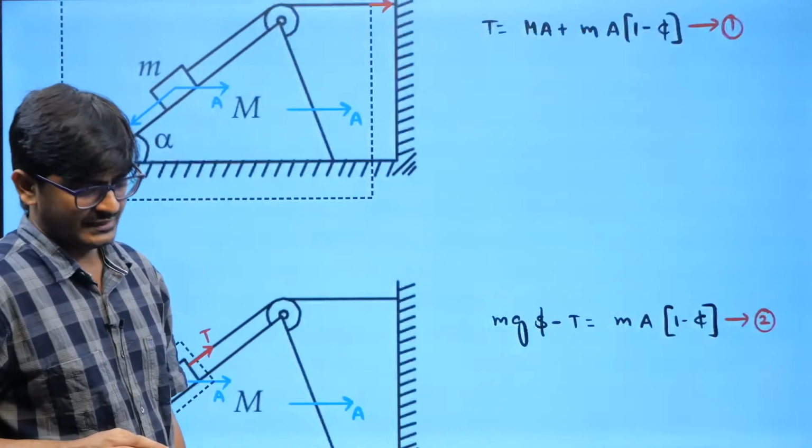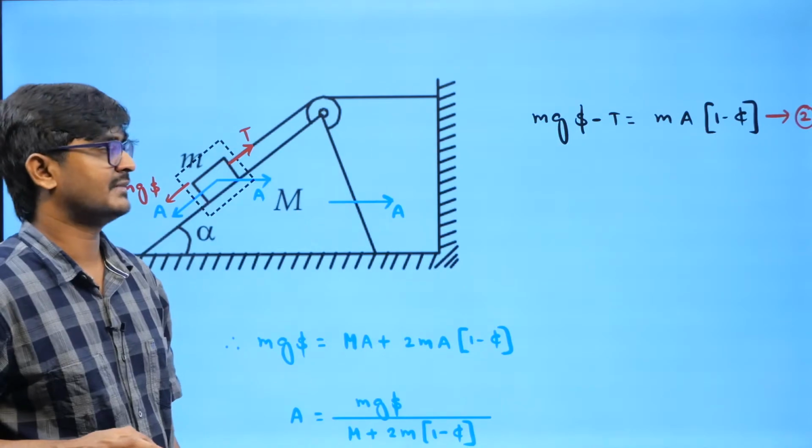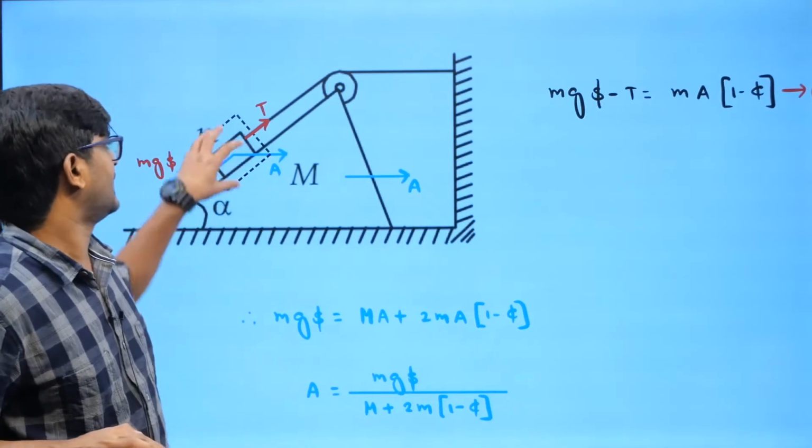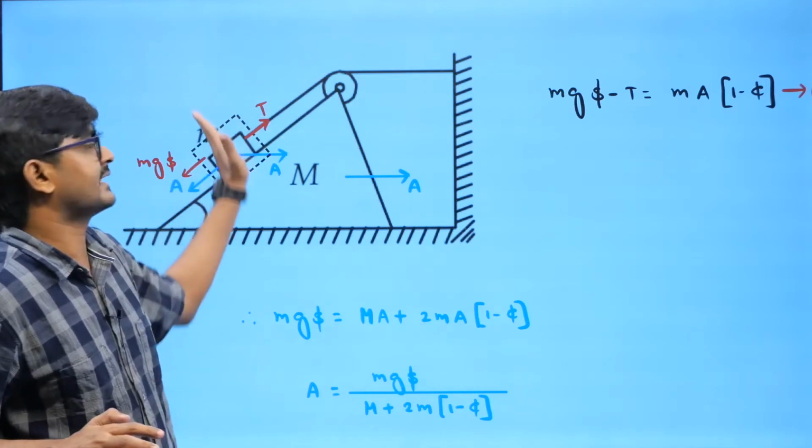T and capital A. Now I'm going to write one more equation which involves T and capital A, but not any other thing. How can I do that? I can look at this block and write F equals ma for this block along this direction, so that I can avoid the normal.